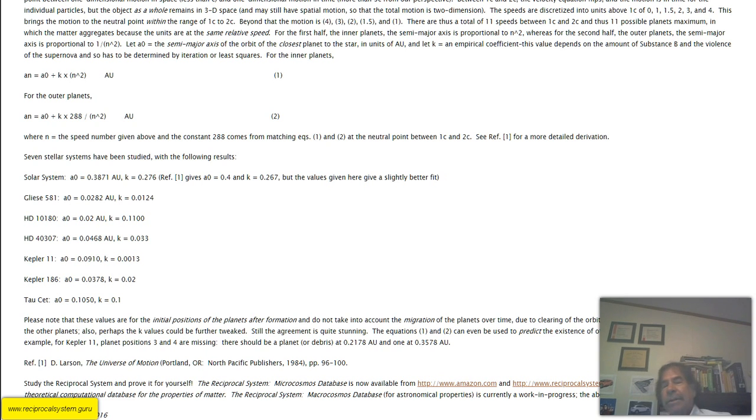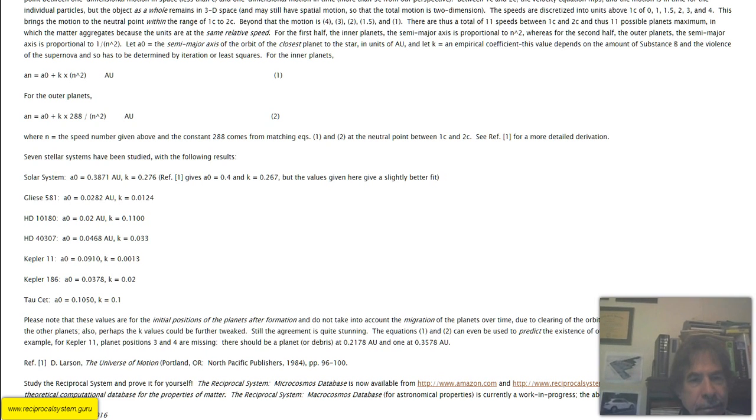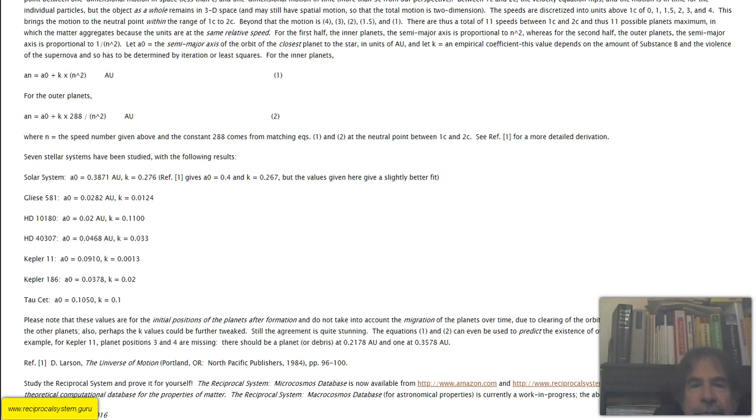All right, so that wraps it up for today. So you see that the reciprocal system is completely quantitative and mathematical. Study the reciprocal system and prove it for yourself.